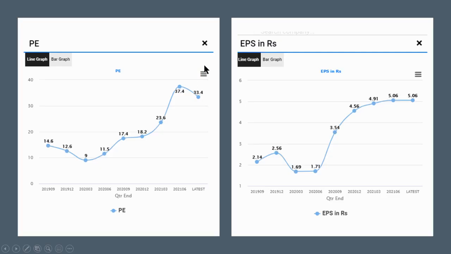Graphically, we have certain innovative graphs which enable you to visualize the PE ratios, how they have been over a period of time, and the EPS, how it has been over a period of time. These two charts very clearly give you a good idea about this company.